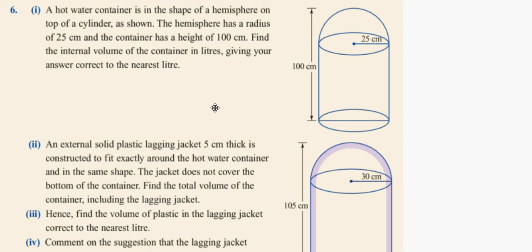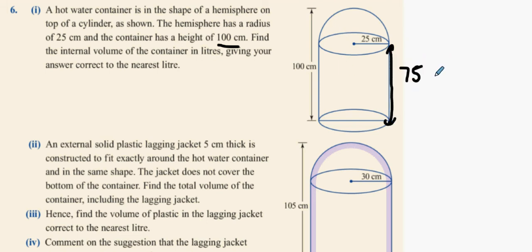Okay, let's do this. A hot water container is in the shape of a hemisphere on top of a cylinder. As shown, the hemisphere has a radius of 25 centimeters and the container has a height of 100 centimeters. Find the internal volume of the cylinder. Alright, no bother. What's the height from here to here?